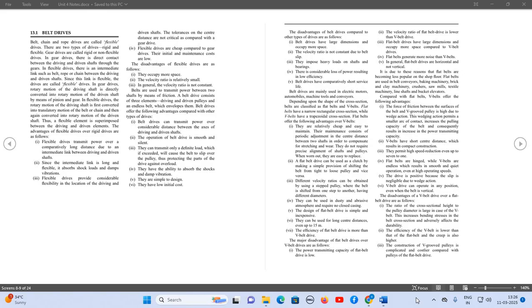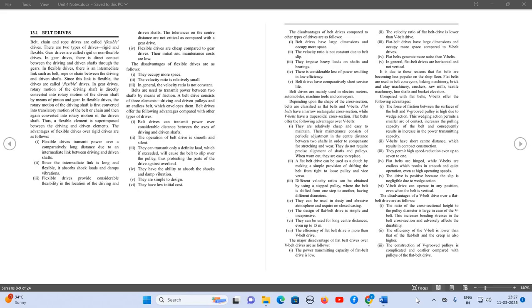But it has some advantages as well as disadvantages. The disadvantages are they occupy more space, as we are going to transfer the power over a longer distance, so it will require more space, and some guarding equipment should be prepared while installing the belt. The velocity ratio is relatively small, as we are only using the belt and pulleys, so its velocity ratio cannot be varied and is very small. We can use it for transmitting power in the medium range.